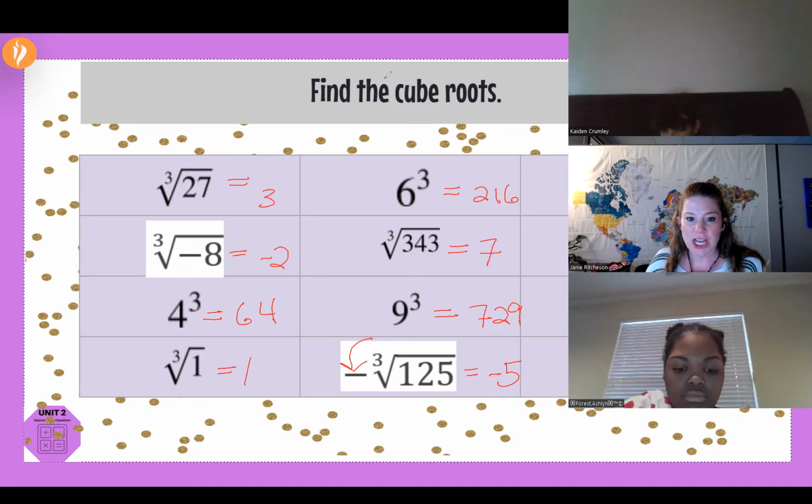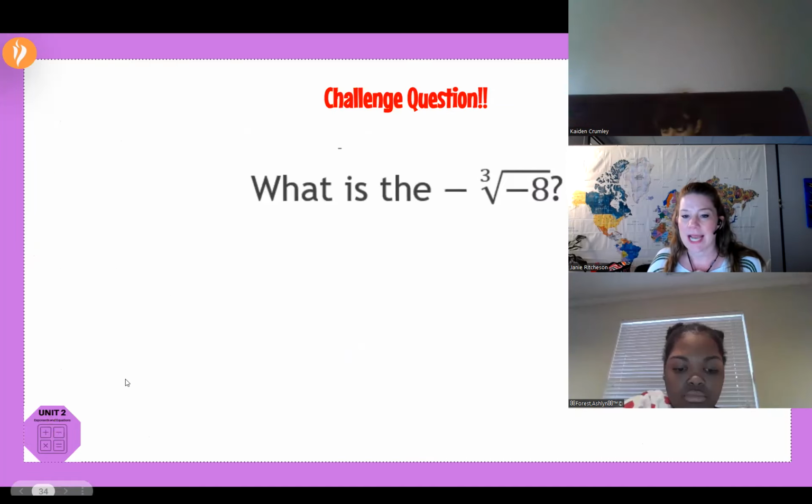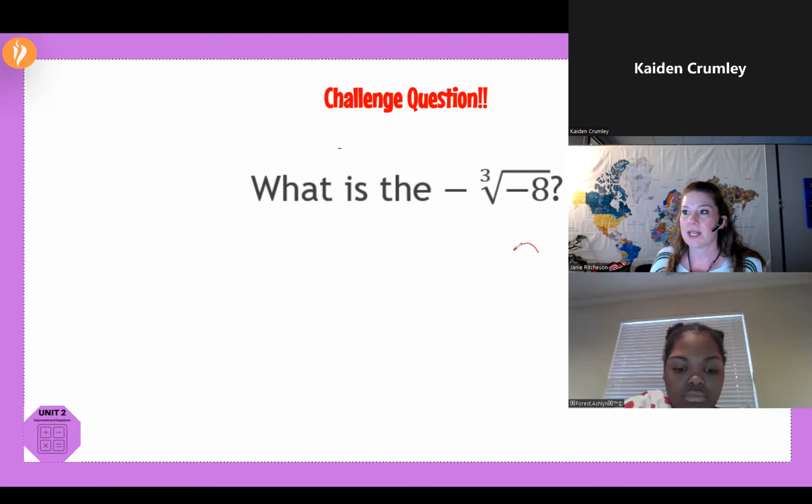And I think I had one challenge question, didn't I? There it is. What is the opposite of the cubed root of -8? 2. You got it. Because the cube root of -8 is -2, and the opposite of -2 is +2.